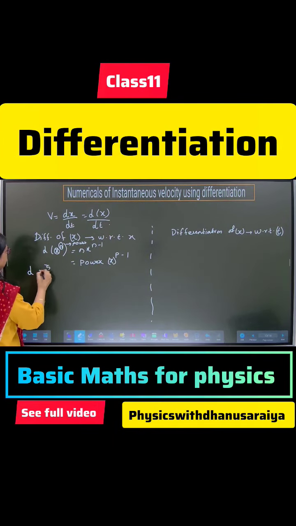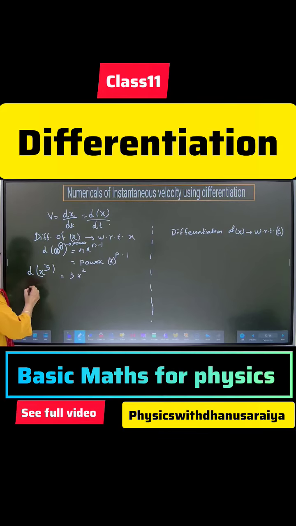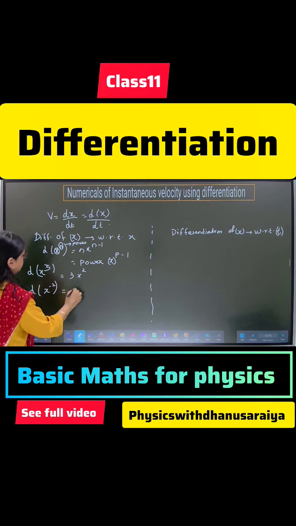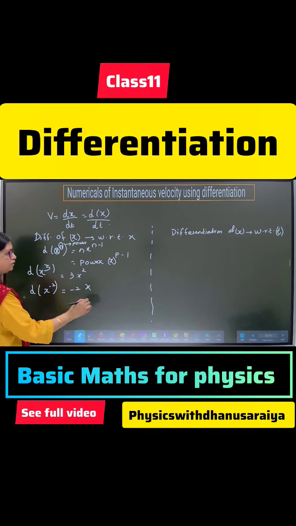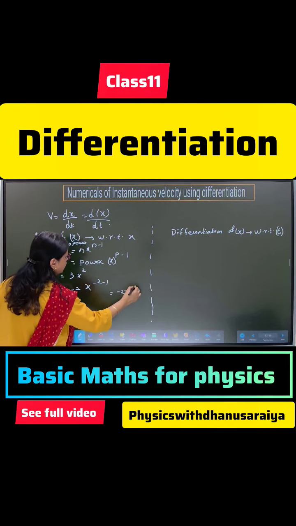Differentiation of x raised to 3. So what is the power? 3. What is the variable? x. What is 3 minus 1? 2. Done. Differentiation of x raised to negative 2. Let the power be negative. I must write the power with the symbol: negative 2, x raised to negative 2 minus 1. Minus 2 minus 1, what is your answer? Negative 3. So what is your final answer? x raised to negative 3.